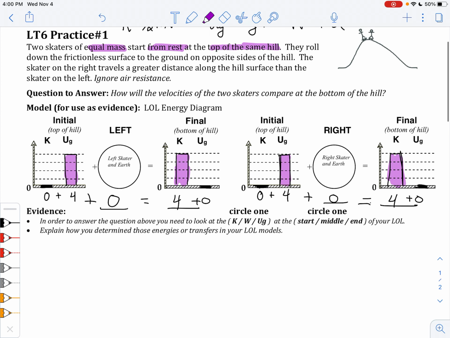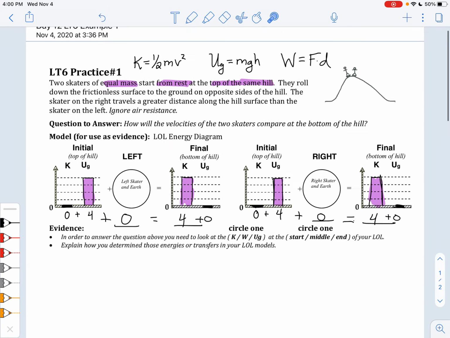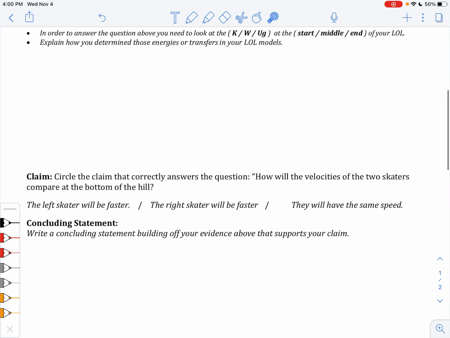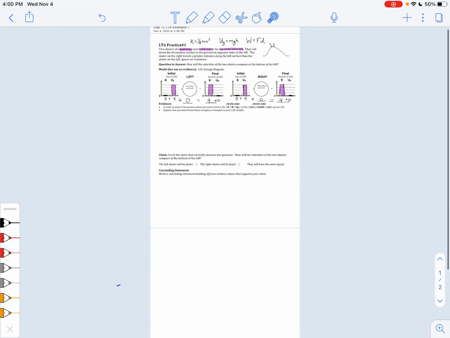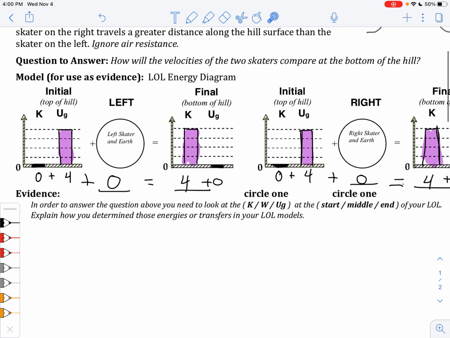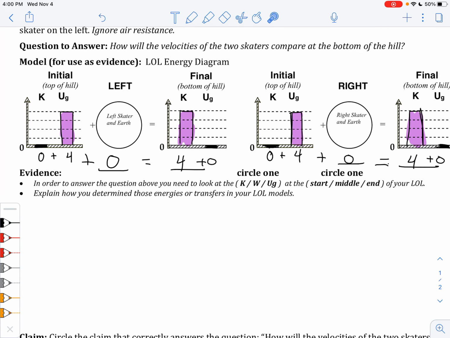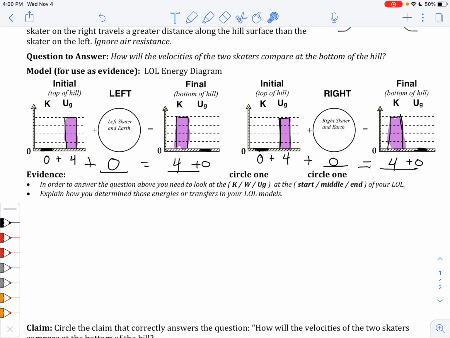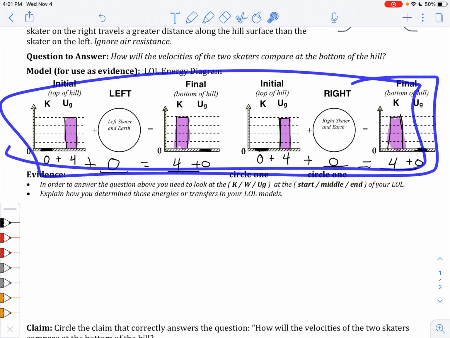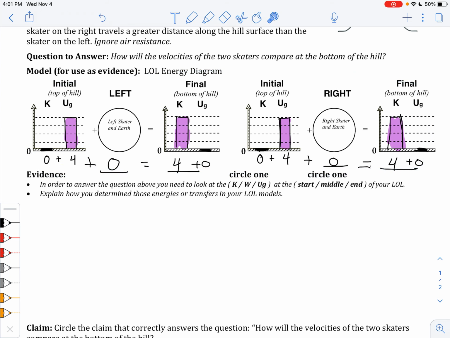There it is. So the evidence part. So we're going to have evidence, and then there's a claim, and there's a concluding statement, okay? So it says, in order to answer the question above, you need to look at, this gets to this idea that I was getting at before. Will the velocities of the two skaters, how will they compare? Velocity is not on this LOL diagram. Just from the LOL diagram, you can't tell. You can't answer this with just the LOL diagram, okay?